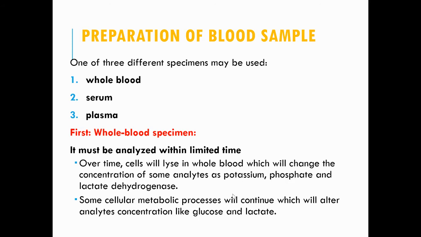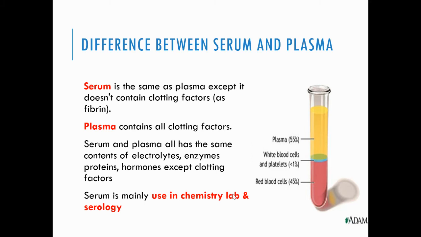false negative results. Now the difference between serum and plasma is that serum is the same as plasma, but serum does not contain clotting factors, while plasma contains clotting factors. Now serum and plasma have all the same contents of electrolytes, enzymes, proteins, hormones, except the clotting factors. And serum is mainly used in the chemistry lab and serology. Now plasma is usually used in the hematology sections.